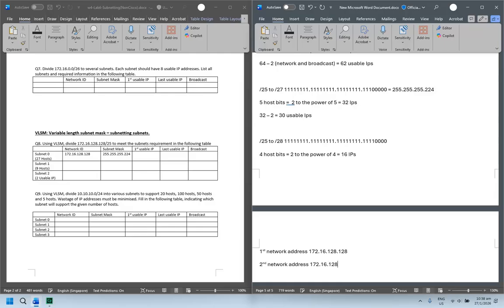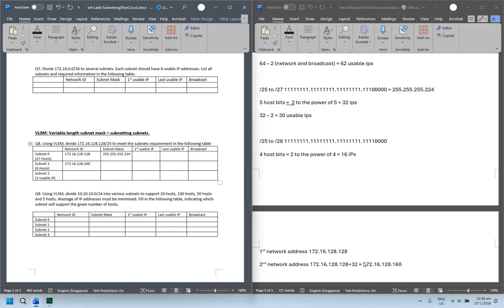Okay, so 128.128, plus in this case 32 IP, which will give me 172.16.128.160. Okay, so now I have 172.16.128.160, the network address of the second group.